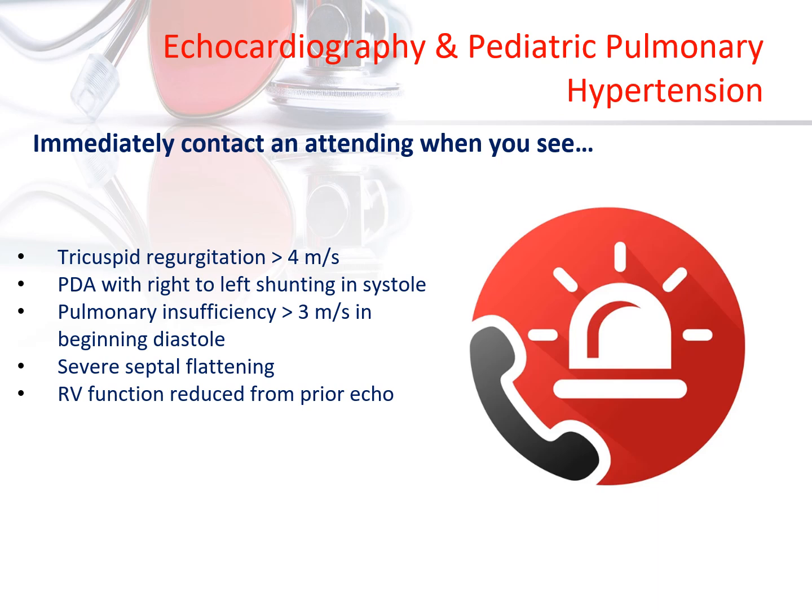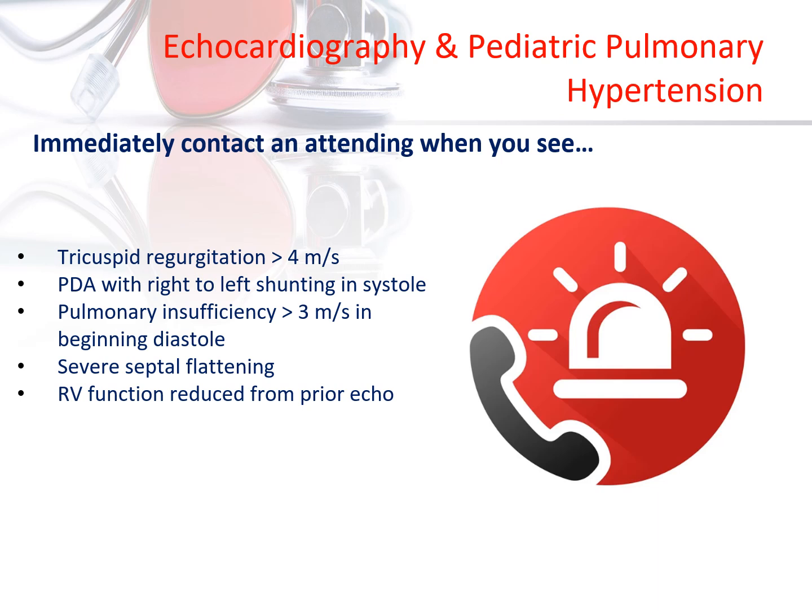Okay, when should you immediately contact a physician? Anytime you see a TR jet of greater than 4 meters a second, a PDA with right to left shunting in systole, pulmonary insufficiency greater than 3 meters a second in the beginning of diastole, severe septal flattening, or RV function reduced from prior echo.